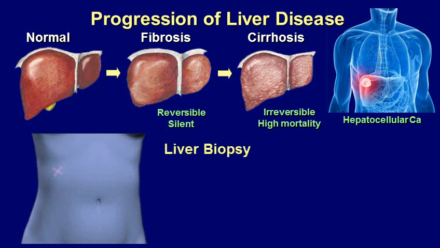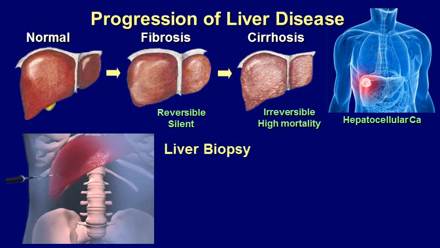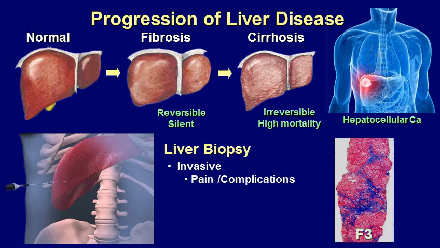For many years, the standard method for diagnosing liver fibrosis has been a liver biopsy. It's a well-established technique and sometimes called a gold standard. But it's invasive and it's associated with pain and complications. About 1 in 100 patients who has a liver biopsy has to be hospitalized for complications, and unfortunately about 1 in every 10,000 patients will die from complications of a liver biopsy.